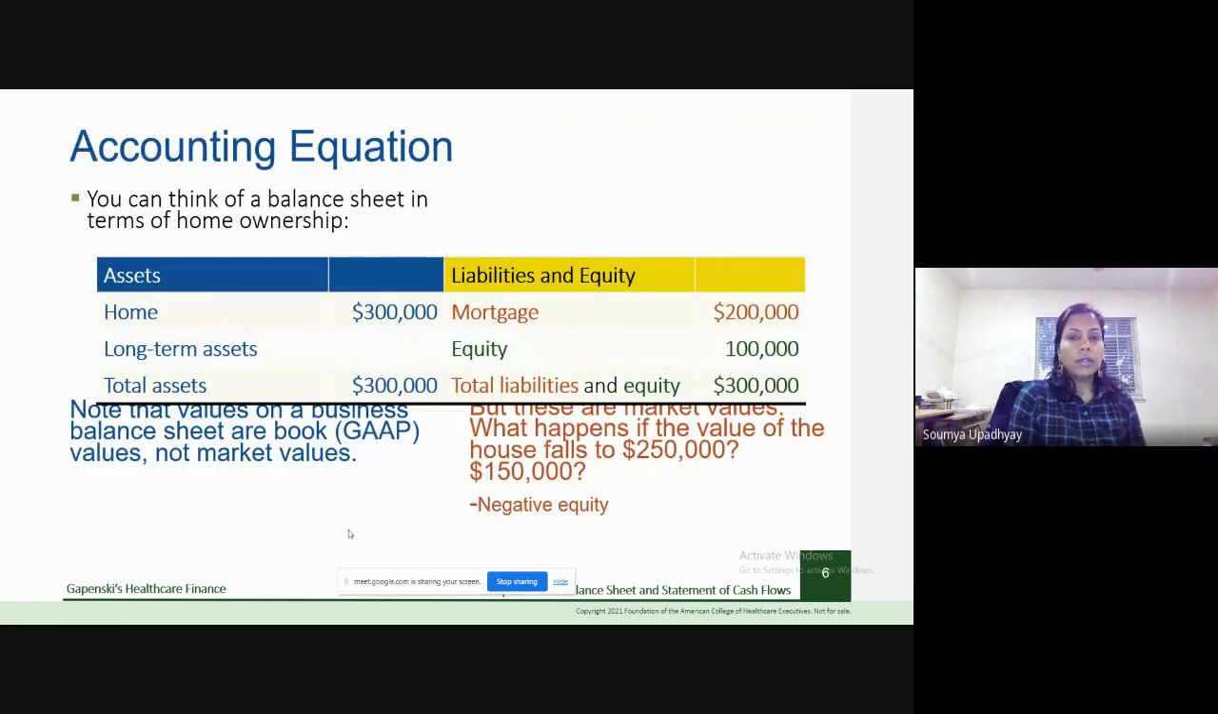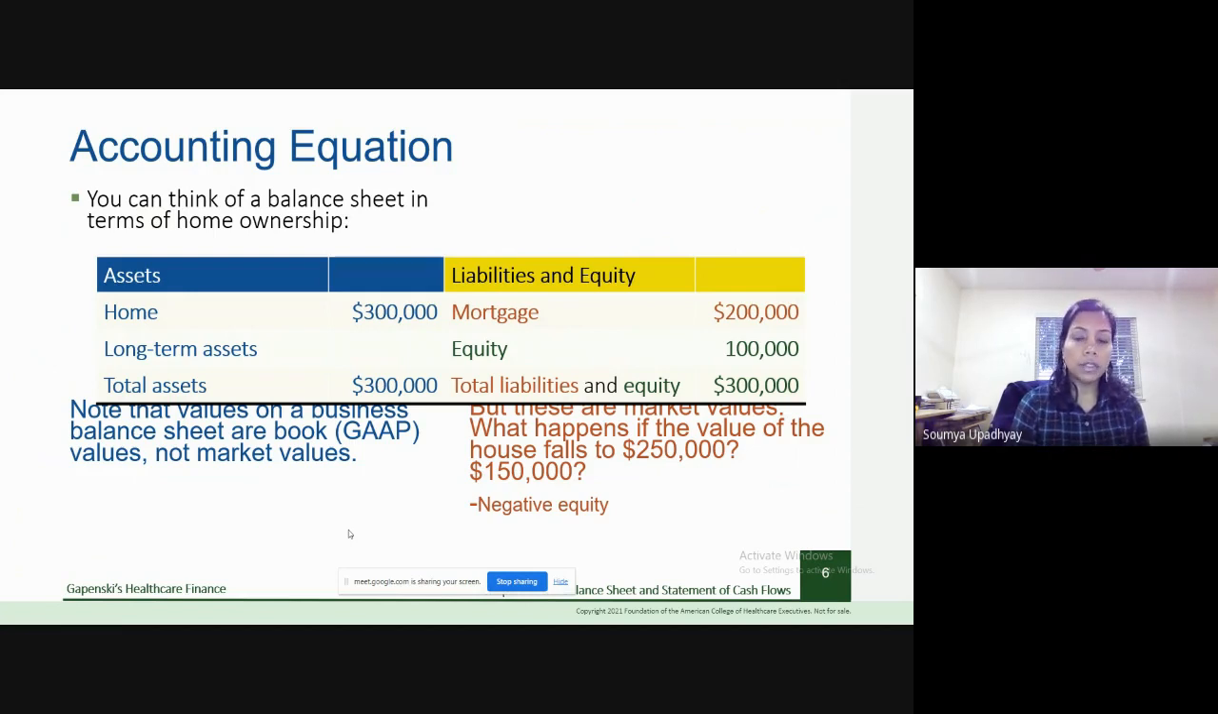So here's an accounting equation. You can think of a balance sheet in terms of home ownership, the example I was telling you earlier. Let's say your home is valued at $300,000 today. So your total assets are $300,000. But your mortgage, the loan that you got, was $200,000. So your equity is 300,000 minus 200,000, which is 100,000. So your total liabilities and equity together is 300,000. You have to pay a loan of 200,000 and you have an equity of 100,000.